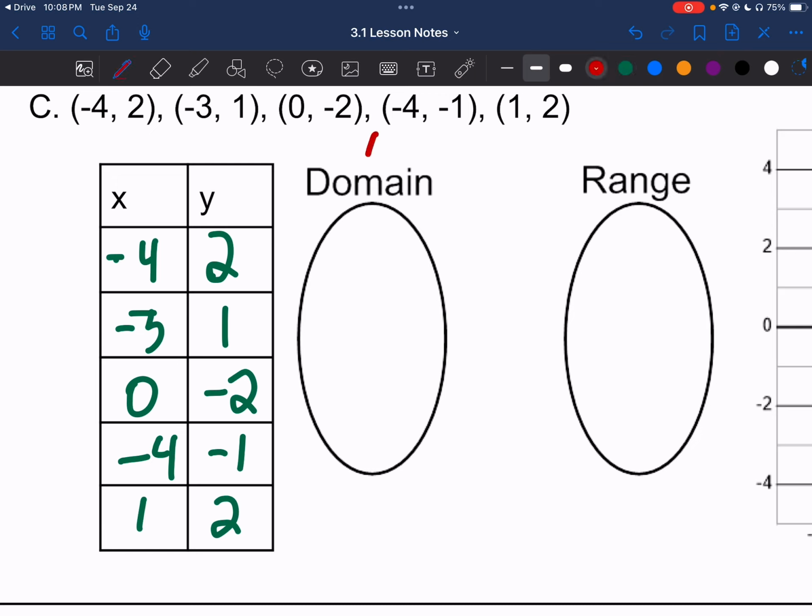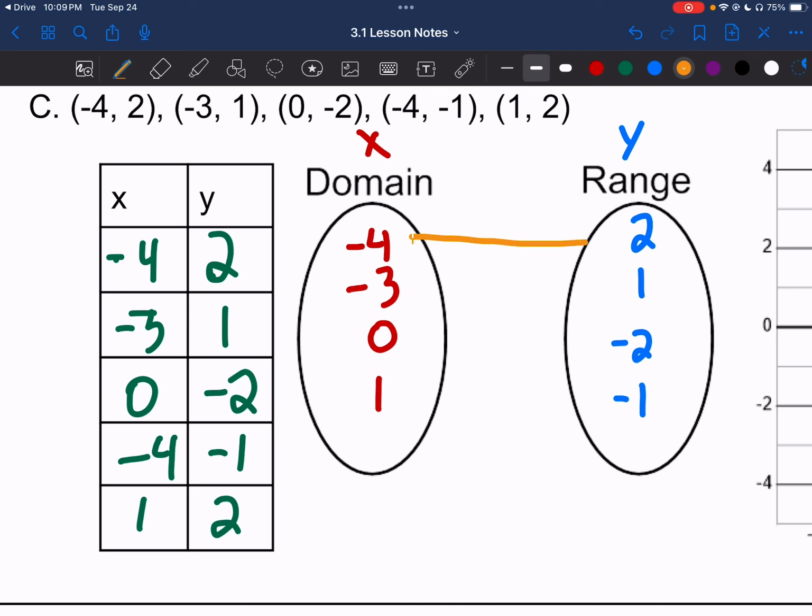So we're going to list all of our x values in the domain. So we have -4, -3, 0, -4 comes up again, and 1. We're going to list all of our y values. We start with a 2, we have a 1, a -2, a -1, and 2 repeats, so we don't add it again. So now we draw our lines.